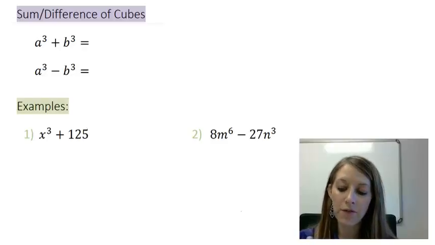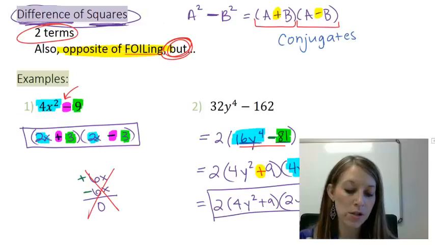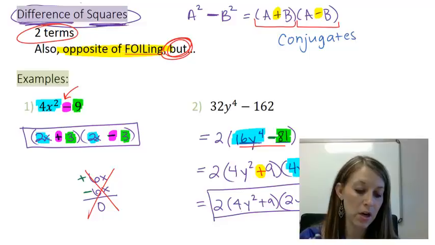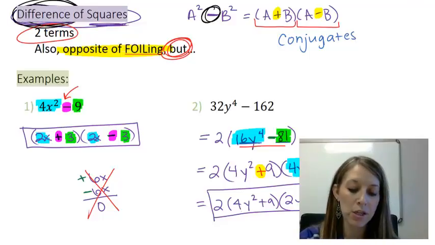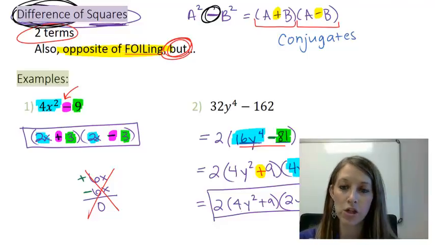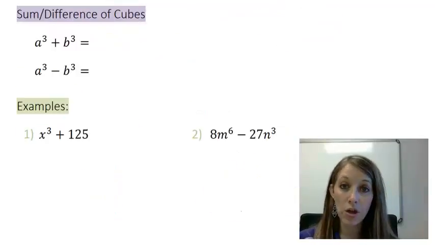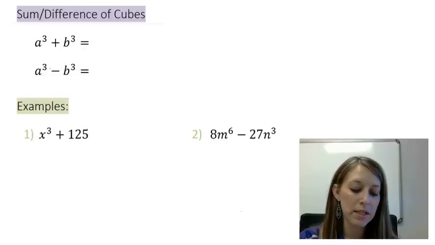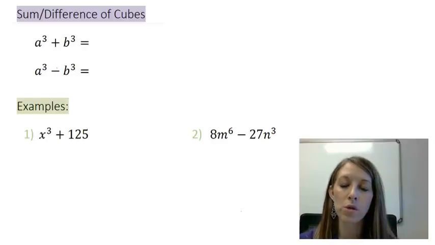Now, when we did difference of squares, one of the key words was difference. So when we do these, we note that our operation in between our two terms is subtraction. Now, when we're doing cubes, it can actually be addition or subtraction. Both of those will factor.